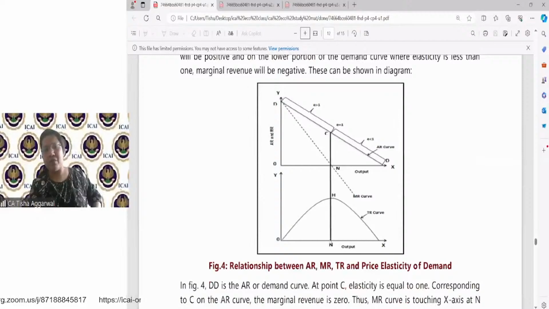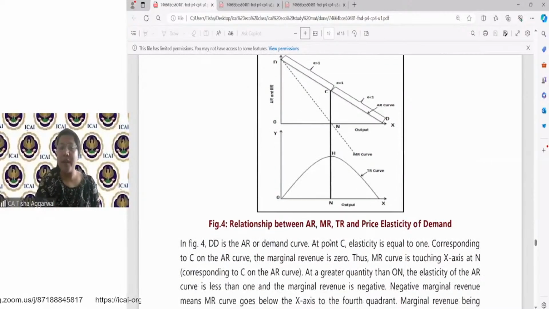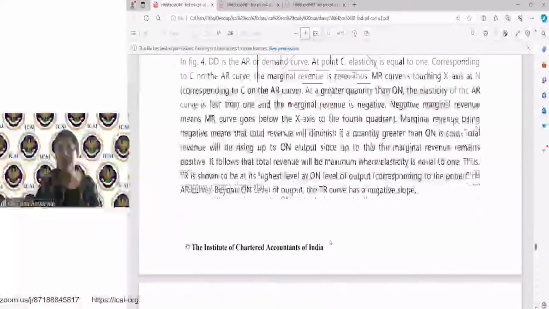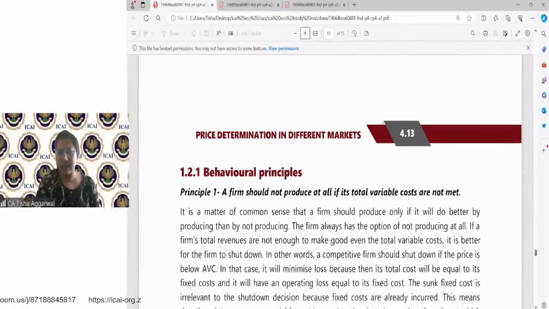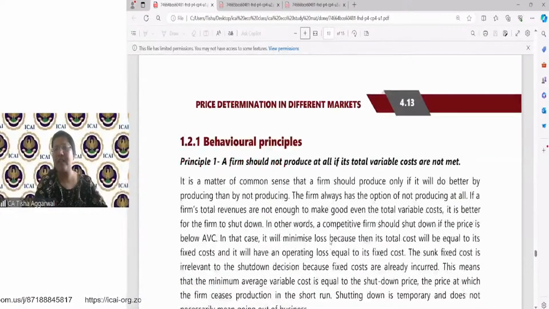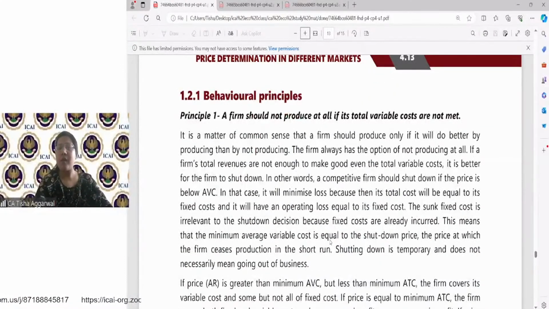Okay. When you talk about the average revenue or the price curve, you have to first understand a simple concept: even if your variable costs are not met, there is no logic of producing the product. As a producer, as a firm, you should always manufacture if all your variable cost is met. I'll give you one basic, simple understanding of it.